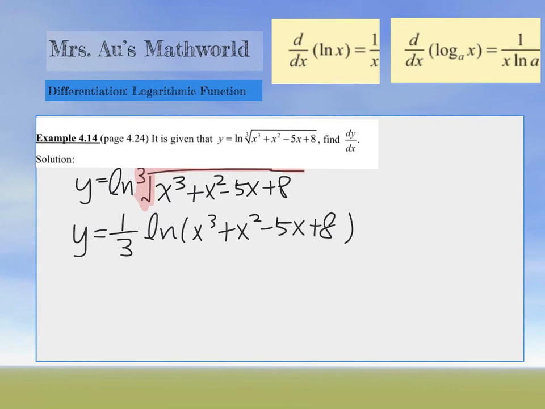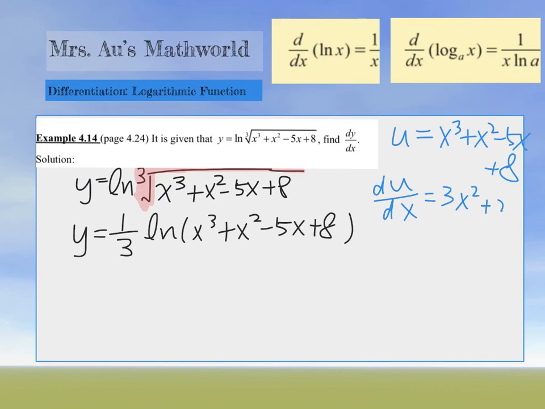So let me write down the rough work right here. You get u to be x cubed plus x squared minus 5x plus x. Then if I differentiate it, it is 3x squared plus 2x minus 5. After we have done so, you can work it out carefully. So differentiate dy dx.